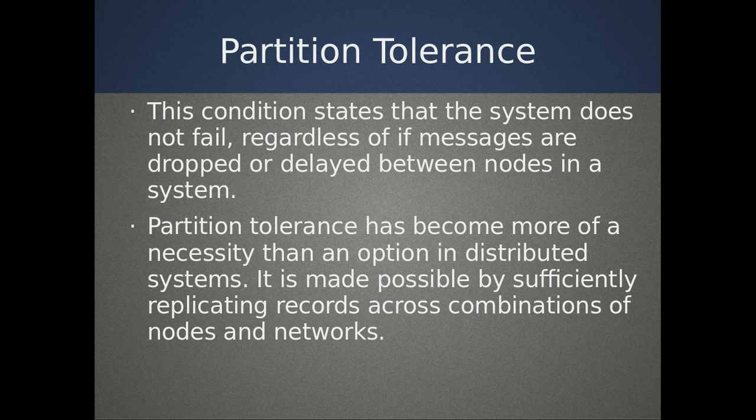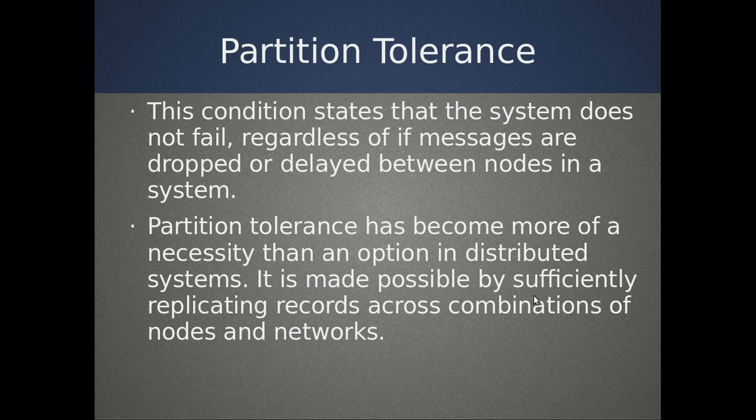The last one is partition tolerance. If you're dealing with big data and you want your data to be split up across clusters, this option becomes non-negotiable and you have to go with partition tolerance. There is no other option. This condition states that the system does not fail regardless of whether messages are dropped or delayed between the nodes in the system. Meaning, if you're dealing with big data, the Hadoop or Spark architecture is like that, because they are very resilient. So it's partition tolerance. You won't face any difficulty if any node goes down. Partition tolerance has become more of a necessity than an option in distributed systems. If you're dealing with distributed systems, this is not an option. This is a non-negotiable item. You have to go with that.